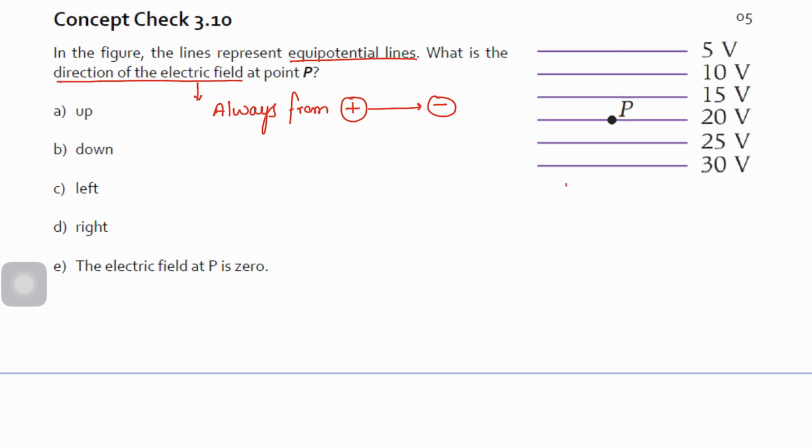So it means this is at high potential. You can see the value is 30 volt. Here the value is 5 volt. So here you have the positive charge. Here you have the negative charge. So electric field lines are going upward. Is it fine? Clear? So what is the direction at P? We can say upward. Clear?